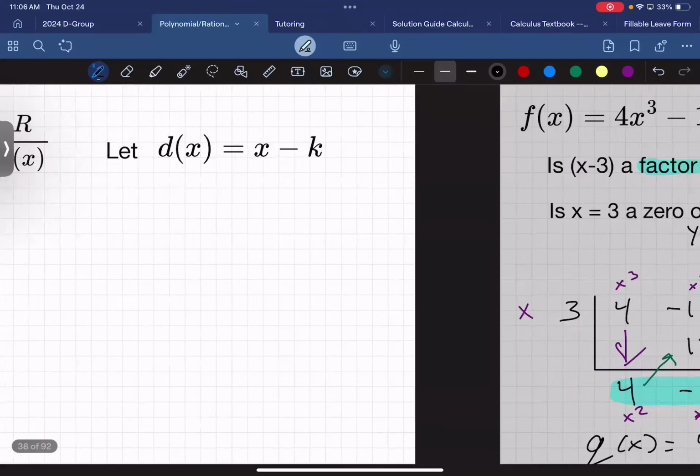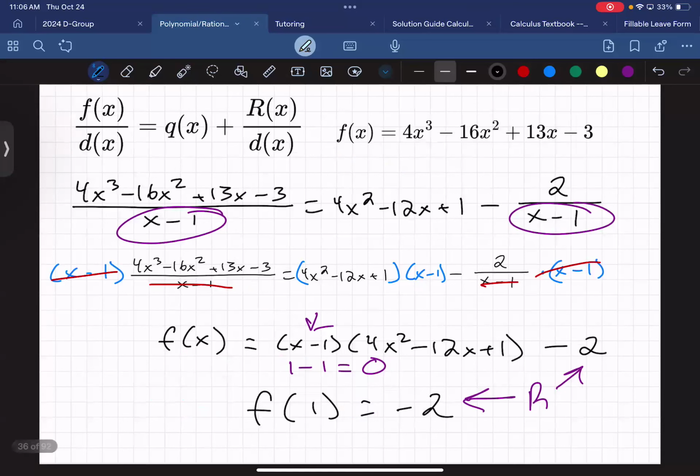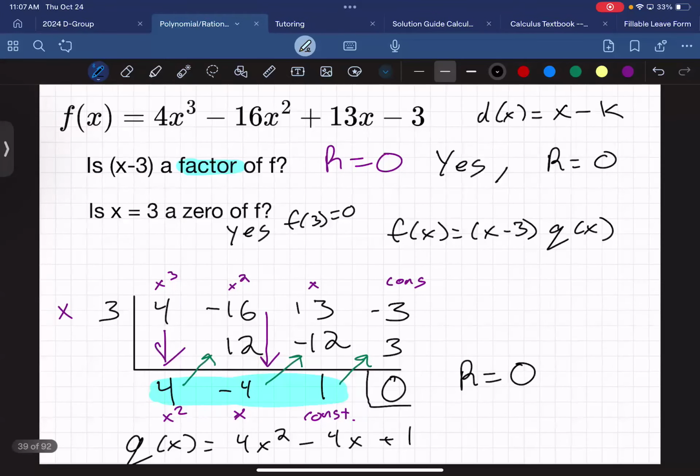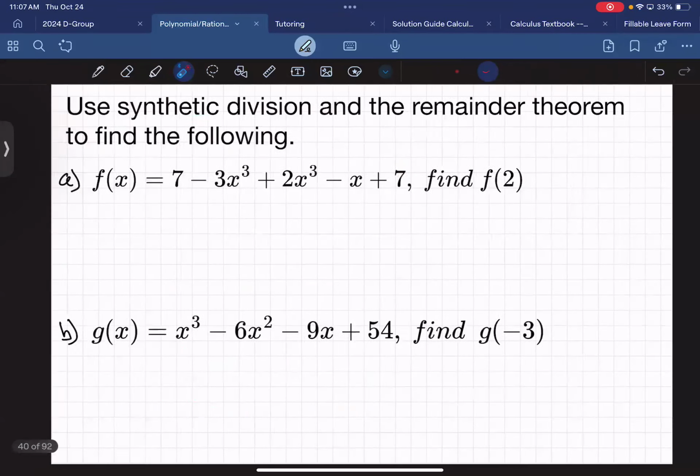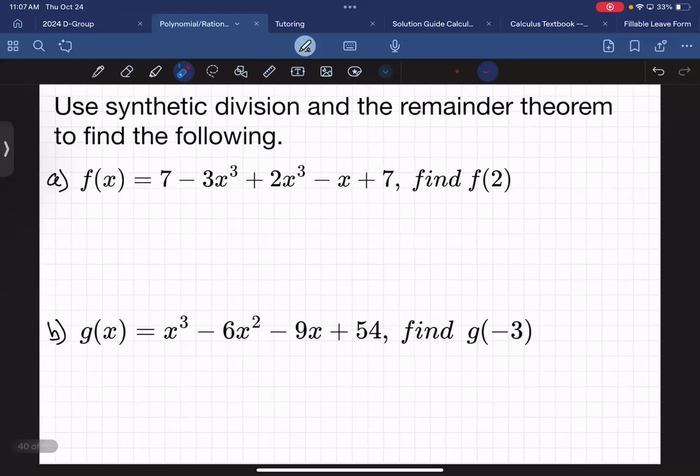So like make sure you compare it back to the one we did before. The remainder is -2. It's not a factor, right? So I need to move forward and try something else sometimes. Are there any questions I can clear up with the synthetic division at this moment? All right, let's try it a couple of times.